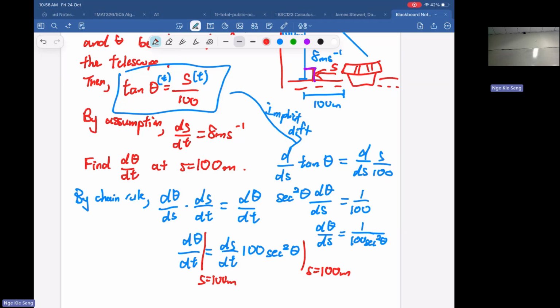Tangent inverse 1 is what? What angle does it evaluate to? When sine theta equals cos theta. When is sine theta equal to cos theta? When theta equals pi over 4. Yeah. So here is pi over 4. So we put 100 secant square pi over 4.